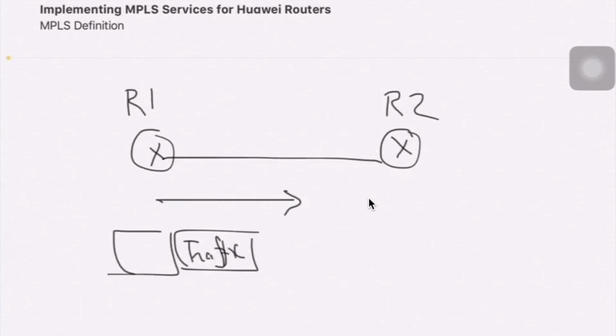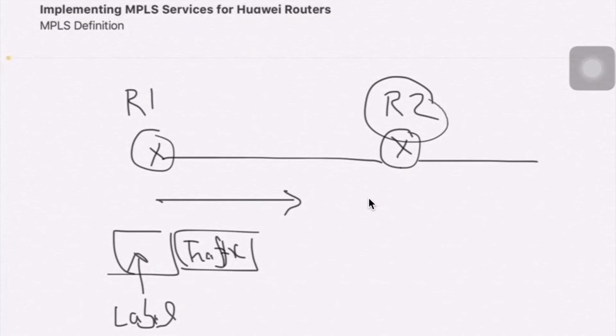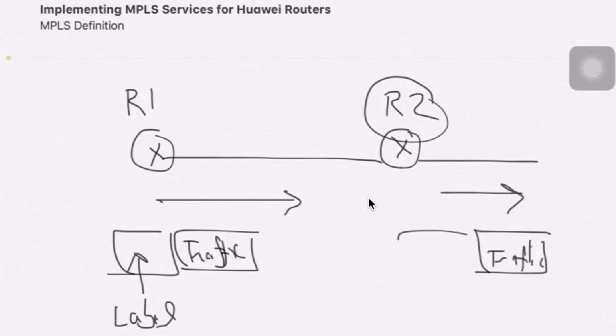So this is a traffic that is received from the customer. It will be labeled or tagged with an MPLS label. And based on this label, R2 will check now the label received, and based on that, will take the decision to go to an outside interface and also will label the traffic with an MPLS label.